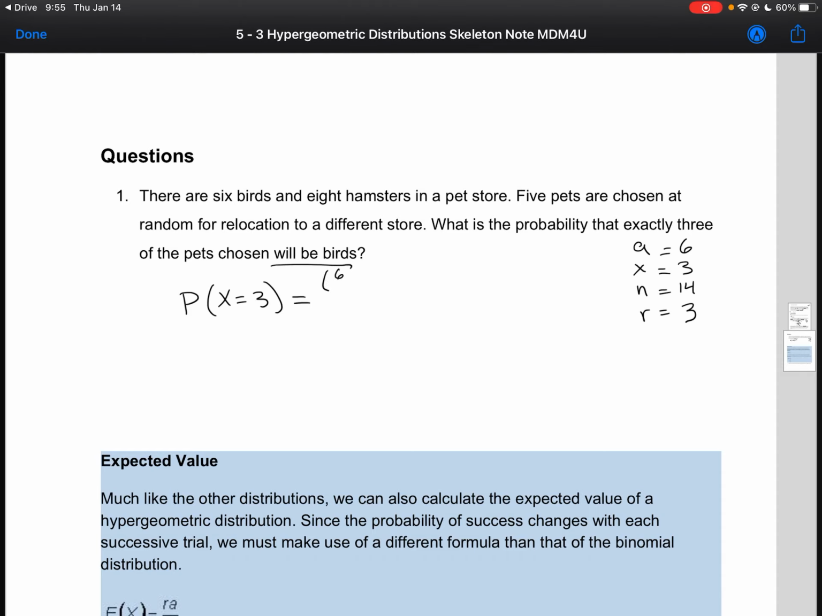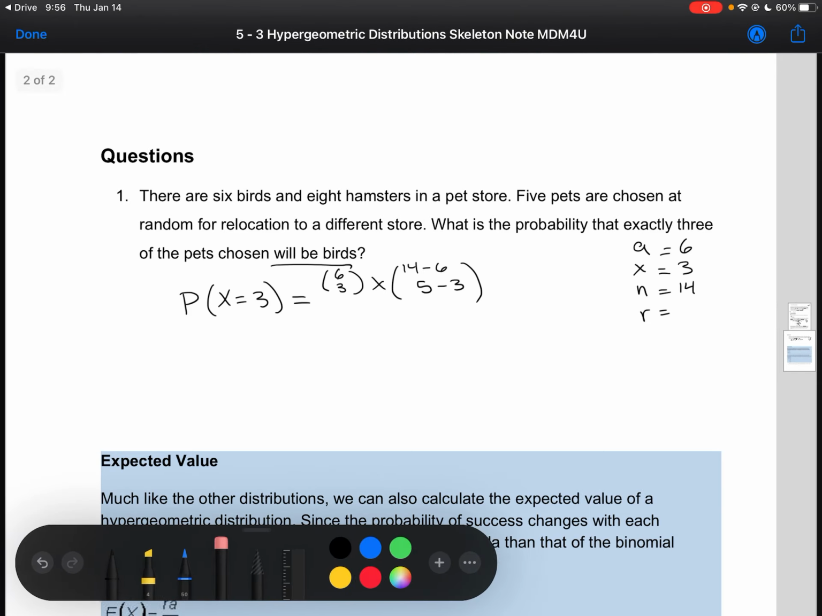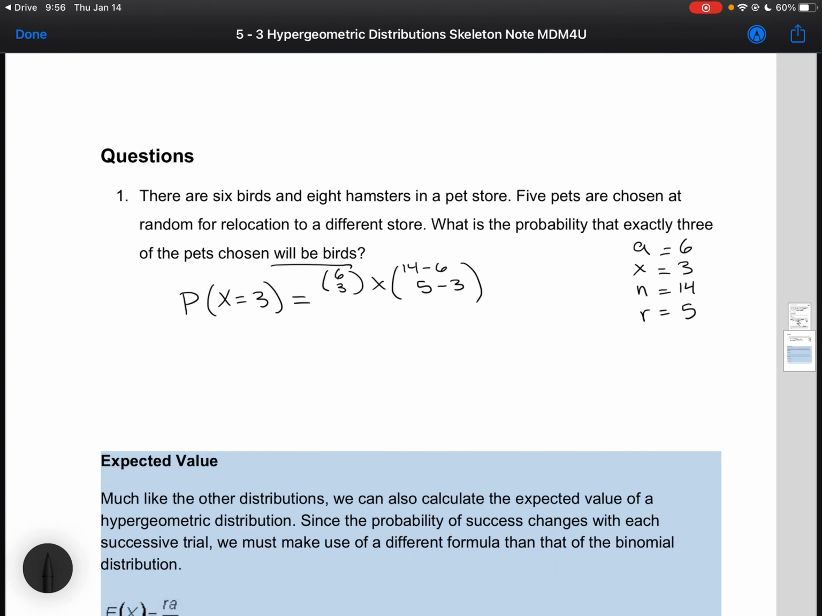So I have A choose X times N minus A over 5 minus 3. I think I have a variable incorrect here. Oh, 5 pets are chosen. So that means that my R value, that makes more sense, should be 5. And then on the bottom, I've got my general request. So I have 14 pets and I'm choosing 5.